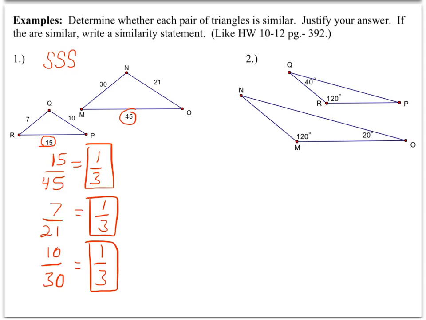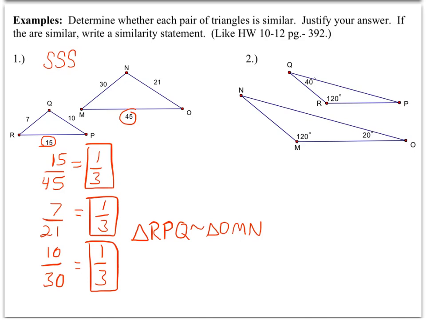But now when I go to make my similarity statement, I'm going to start with triangle RPQ. But now I have to make sure that that's oriented in the same way the second triangle is. So what I can say is triangle OMN. Since M matches up with P, R matches up with O, they're just kind of reversed around, and then Q and N match up.